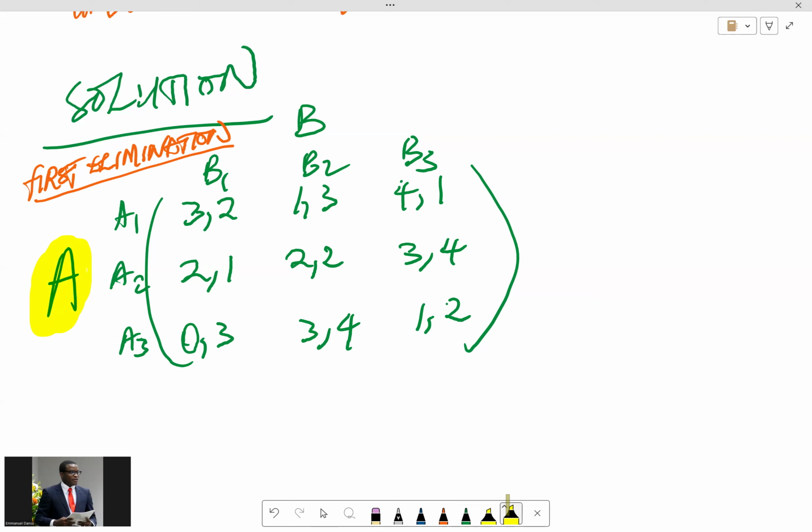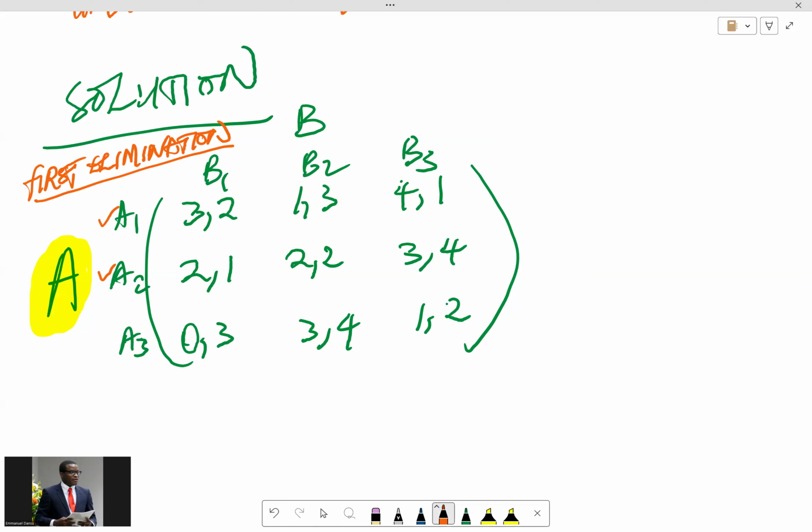A is going to compare its strategies to see whatever B does. So let's go for that. First of all, imagine that we can compare two strategies at a time. So imagine that we are comparing strategy A1 and strategy A2 in the first round of elimination. So what do we do? For all the strategies of B, what are the possible payoffs for A across the strategies that B may come up with?